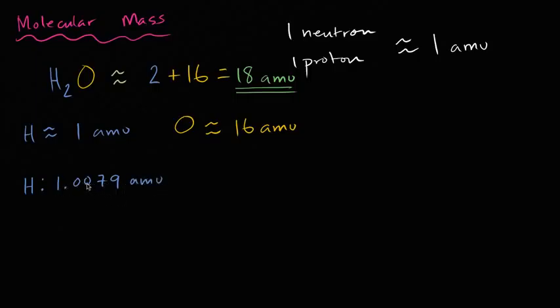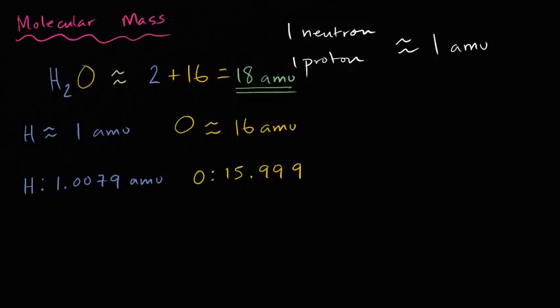So we call it atomic weight, but it's really just the weighted average. It's not weight in the physics sense of measuring a force. So 1.0079 atomic mass units, and the oxygen is 15.999 atomic mass units. And so if you wanted to get a more precise number here, let's get a calculator out.